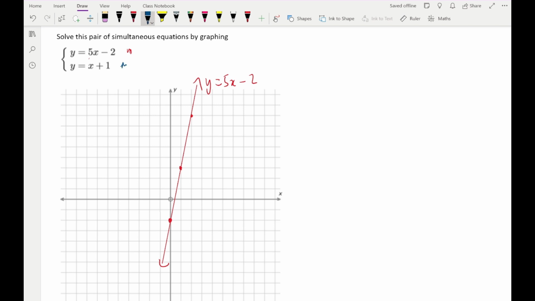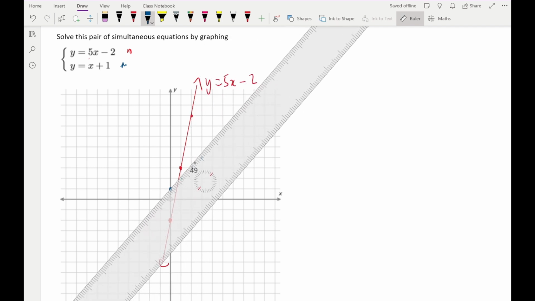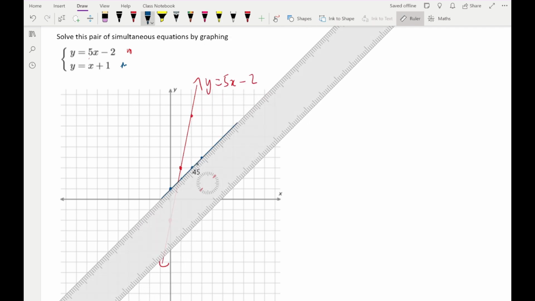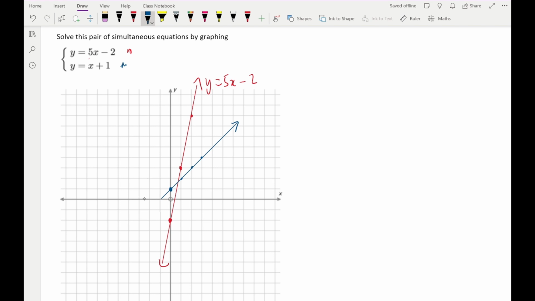We might do this in blue just for fun. Okay, so that'll have a y-intercept of 1 and a slope of 1. So every time we go across 1 square, we're going to be going up 1 square. Let's put that in. Here's a ruler. There we go. y equals x plus 1.